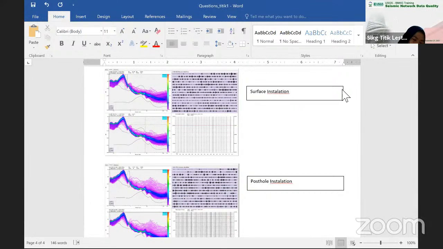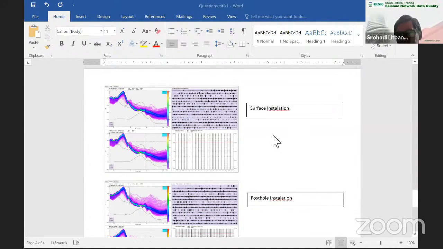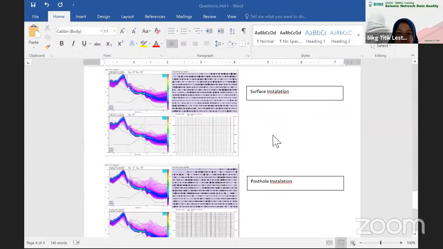Oh, I'm sorry, I was muted. Hello, Pak Sobri. I don't know how deep the post hole installation is, because maybe our friends from Management Operasi or the big earthquake center can answer it. I hope the problem is not with the technician. I don't know what the problem is.